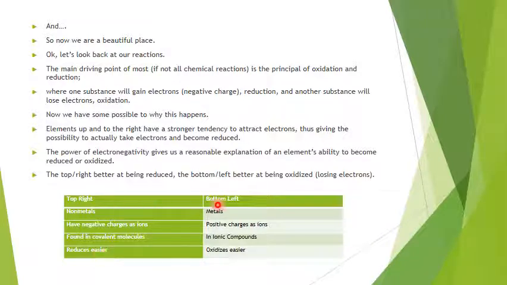And these guys reduce easier than the other elements. On the other hand, at the bottom left, or basically almost the complete left side, there are the metals. They have a positive charge when they're ions, so they have a tendency to lose electrons, and we can maybe understand why now. It's because they don't hang on to electrons all that well. They oxidize easier, and they're found in ionic compounds as positive charges.